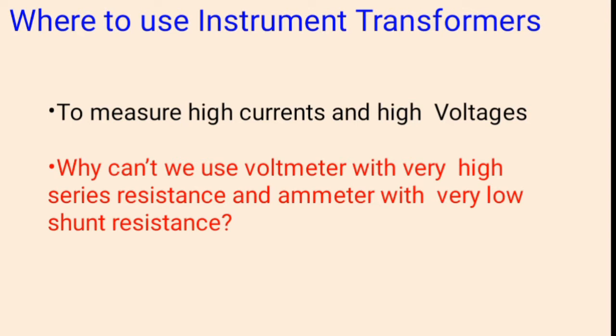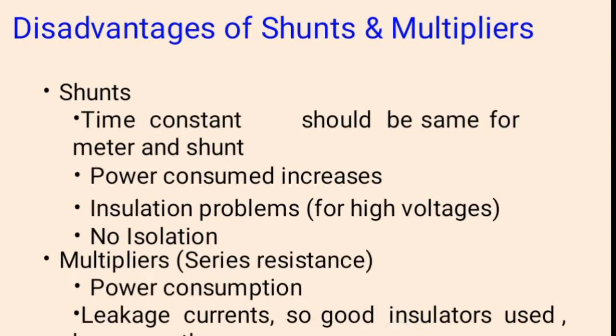Why can't we use a voltmeter with very high series resistance and an ammeter with very low shunt resistance? There are disadvantages of shunts and multipliers. A shunt is the parallel connection for the ammeter, whereas multipliers are series connections for voltmeters. Shunts and multipliers have so many losses and disadvantages. Hence, we are using current transformers and potential transformers.